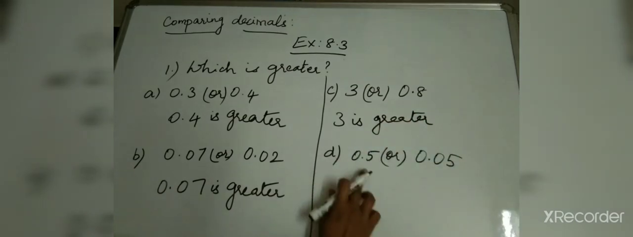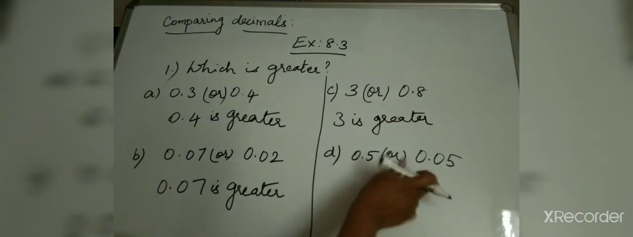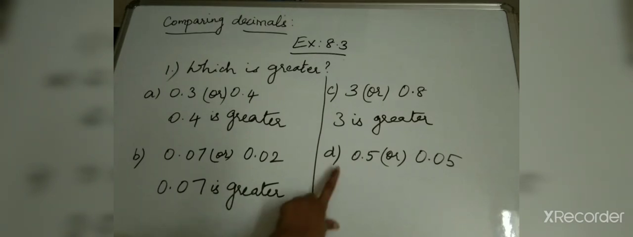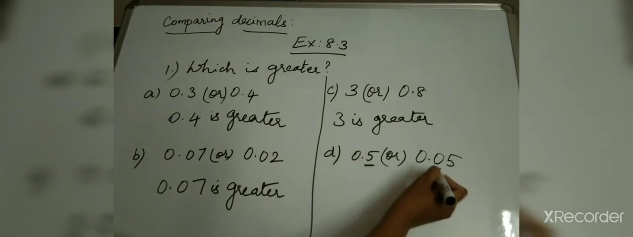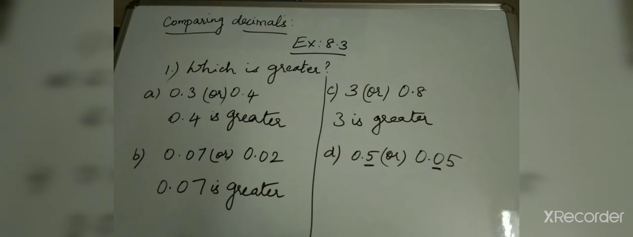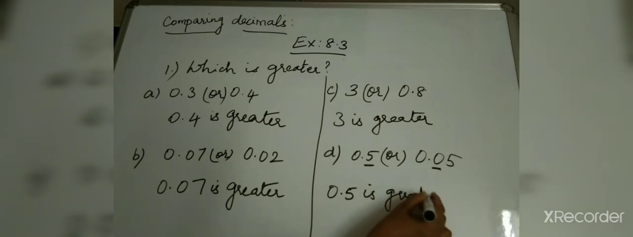Clear? Next one, 0.5 or 0.05. Okay, so leftmost digit is 0 here. Here also 0. Now move to the next digit. Next digit is 5 here and here it is 0. So which is greater? 5 is greater. So 0.5 is greater. Clear?